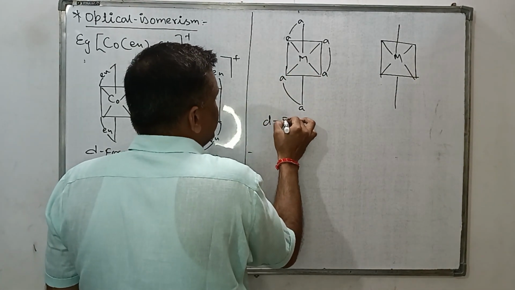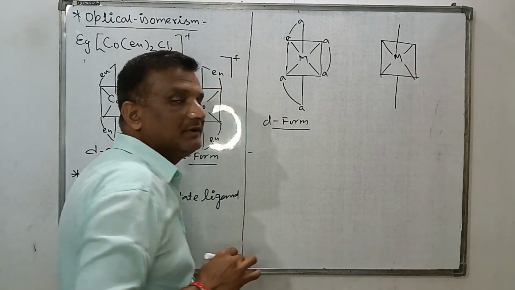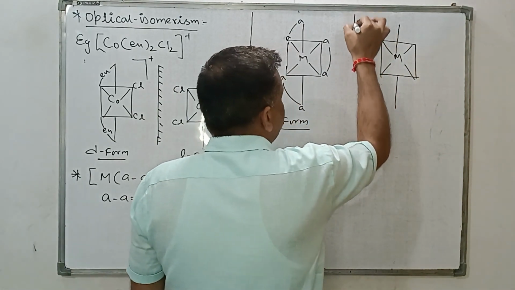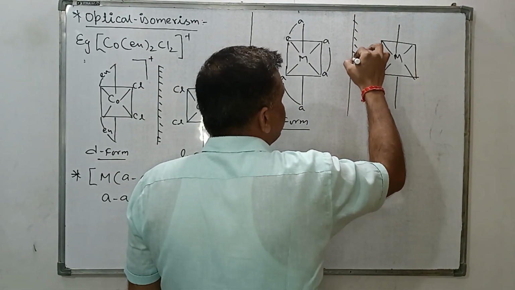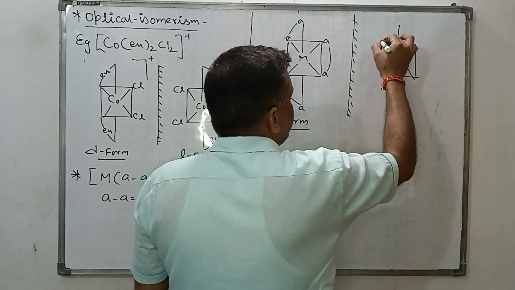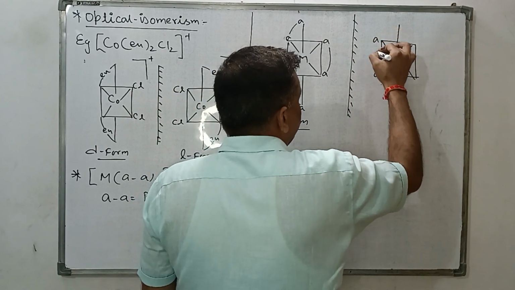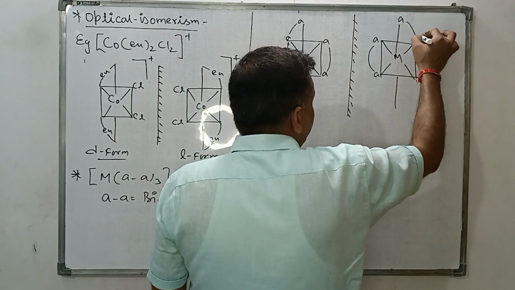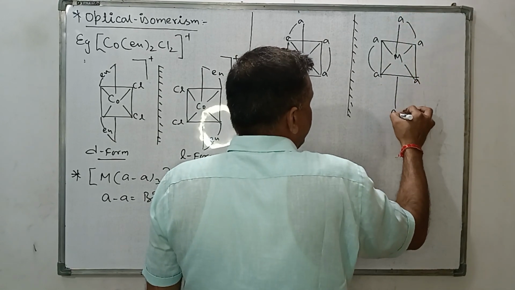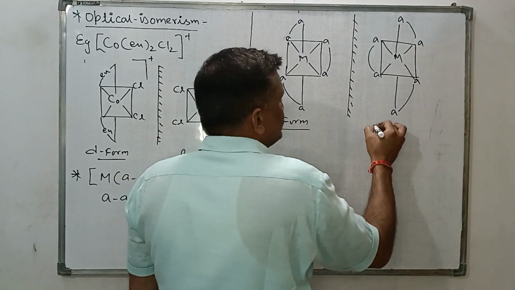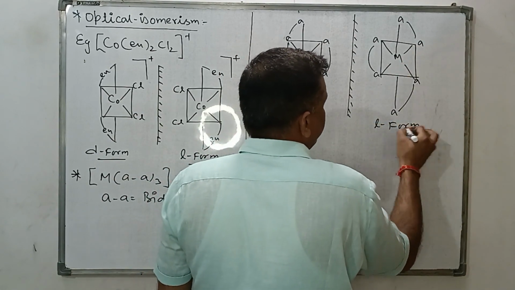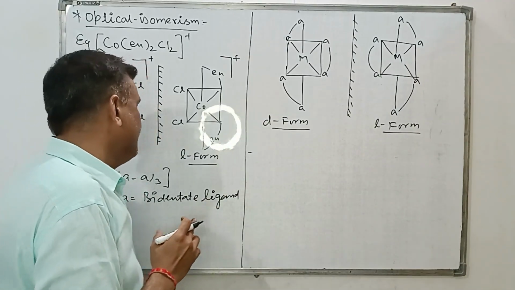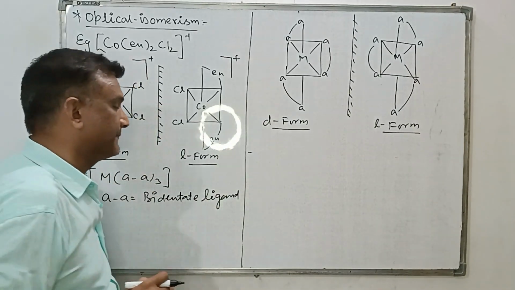Then this will be the D form of the compound, the plus form, and its mirror image will be as follows. This is the mirror, and in the mirror the form will be like this. This is the A and A like this, A and A like this. So this is called the L form. This was regarding the L form for M(AA)3.